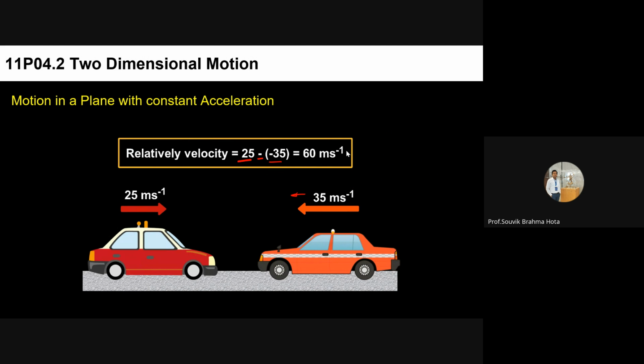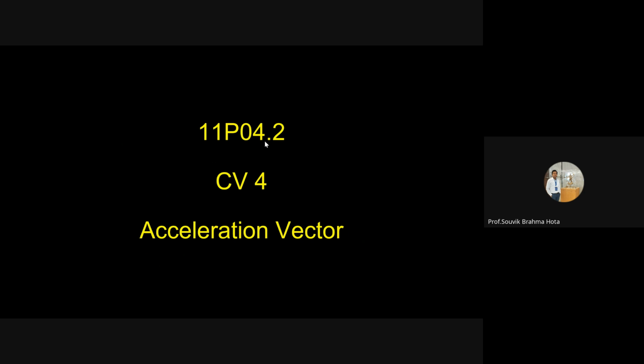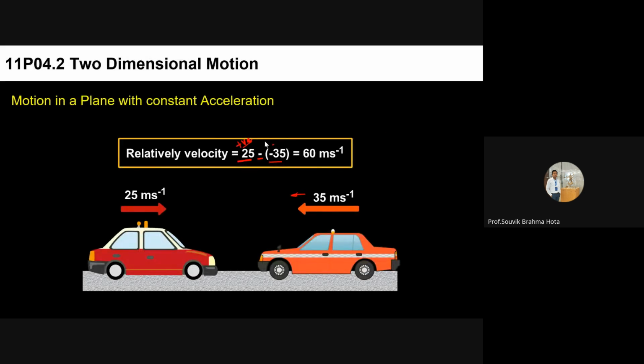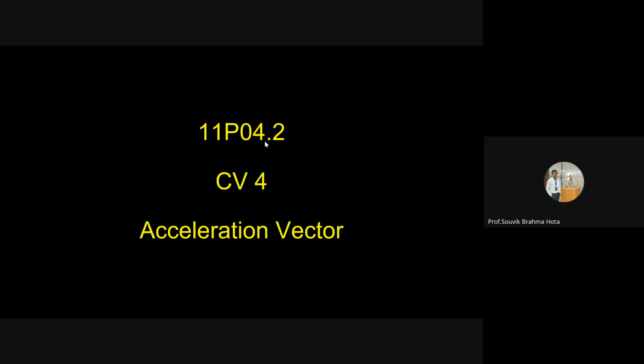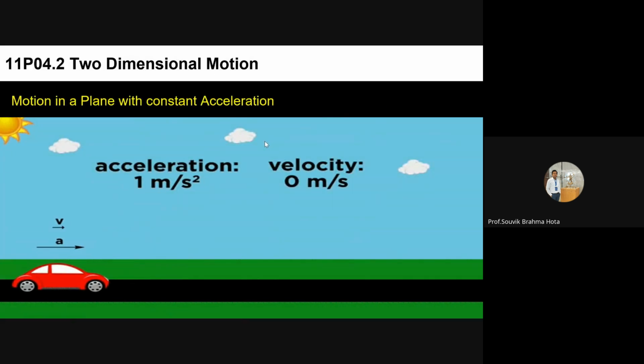This is also okay. And here we basically use the vector sign convention. Here it is positive, and here it is negative. The basic concept. Now the acceleration vector. So here we are considering constant acceleration. Now the acceleration, so the same concept goes for the acceleration also.